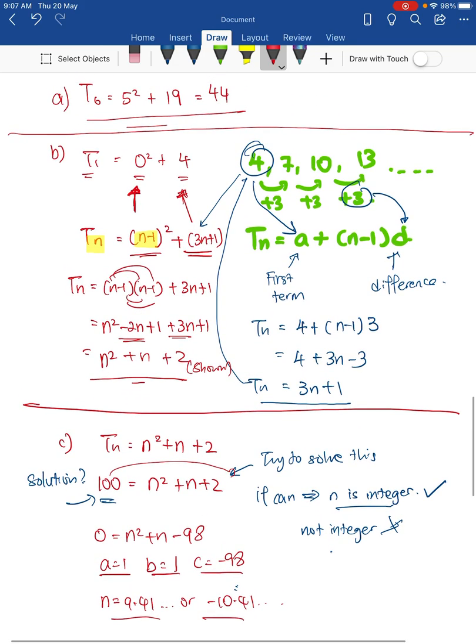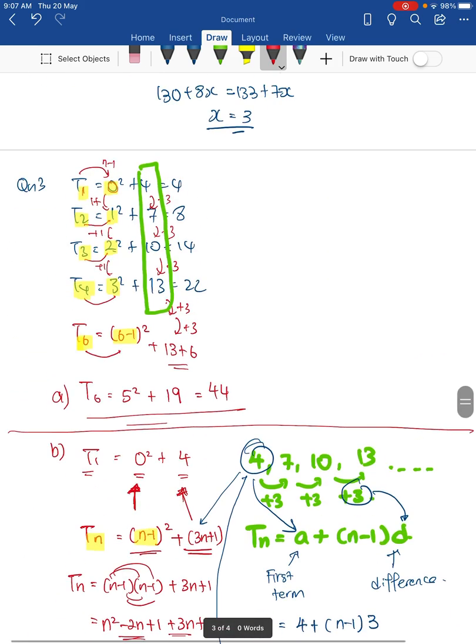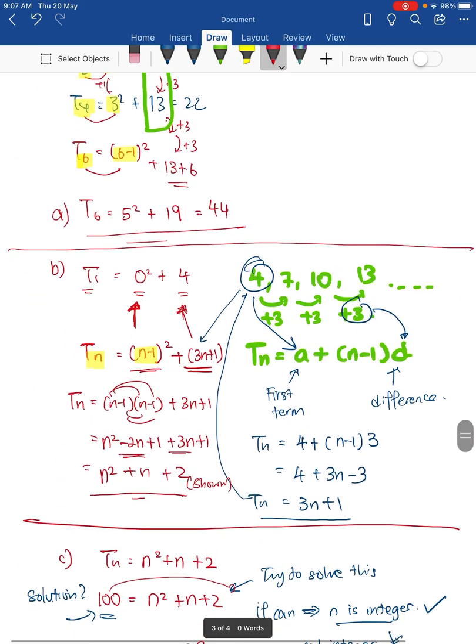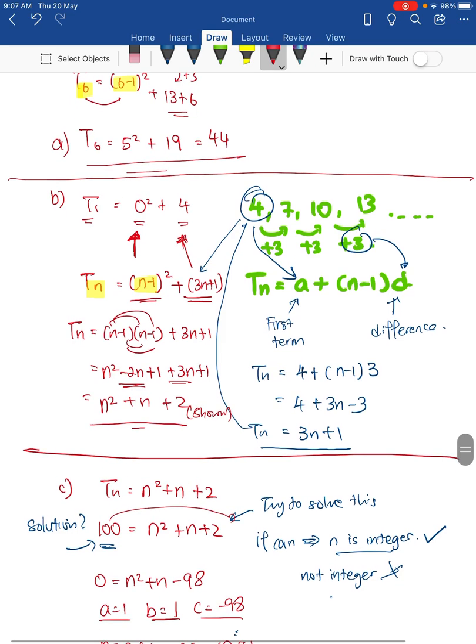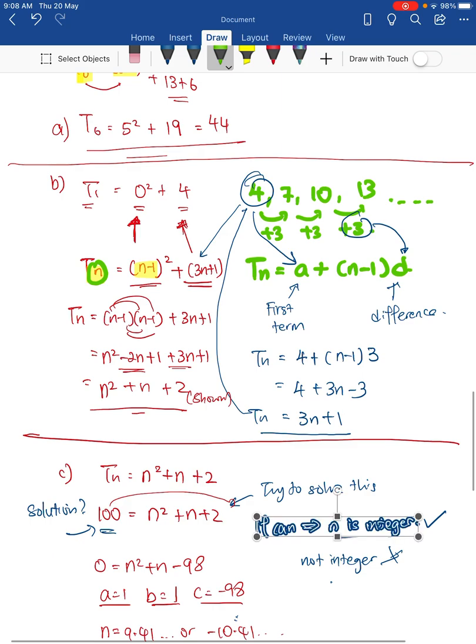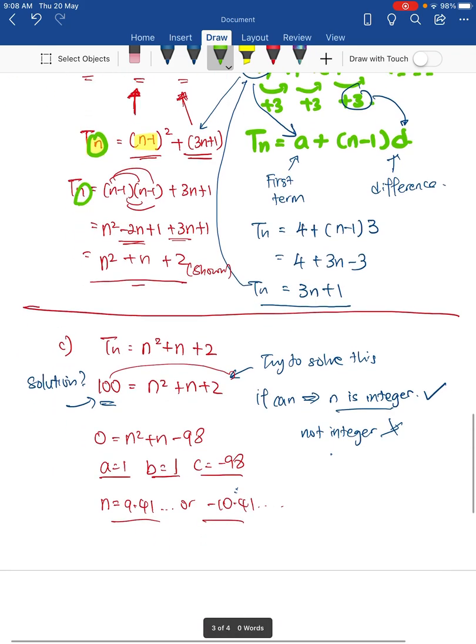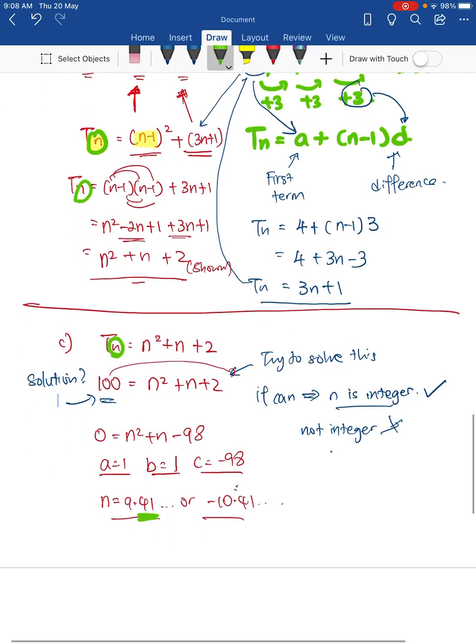So does it make sense? What does the n stand for? If you look at this, which pattern is it? Okay, I highlight over here, n is the Tn. So we cannot have an n that is not an integer. N is which pattern? T1, pattern number 1. T2 is pattern number 2. T3 is pattern number 3. So we cannot have a pattern number 9.41. So therefore, the conclusion we should have for this question is no.